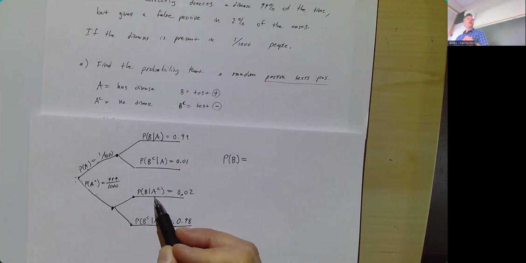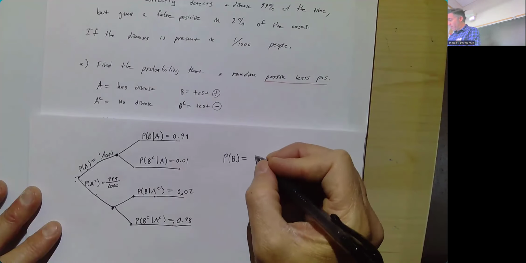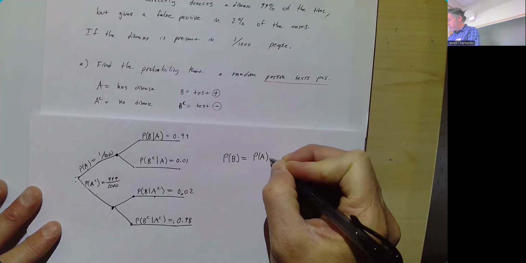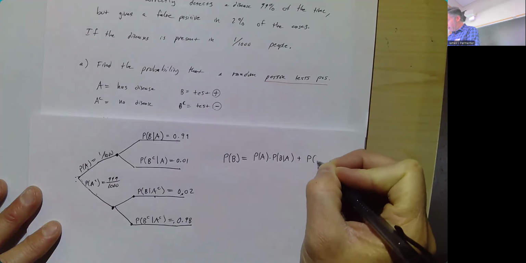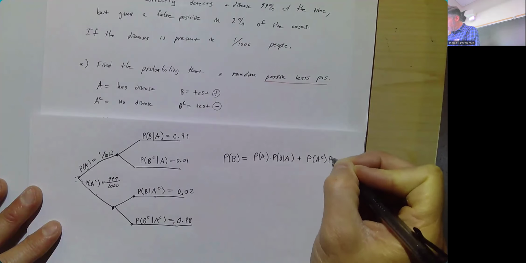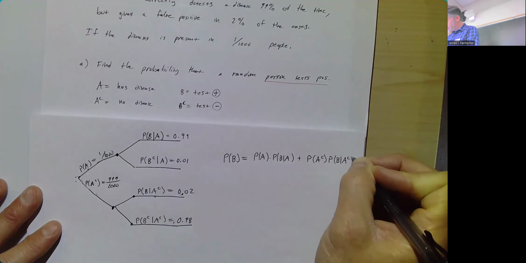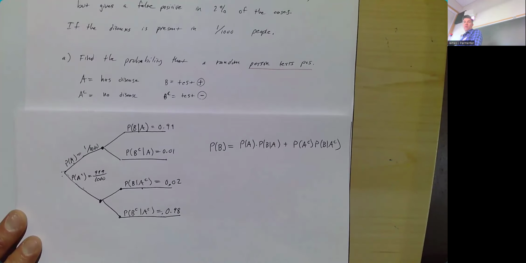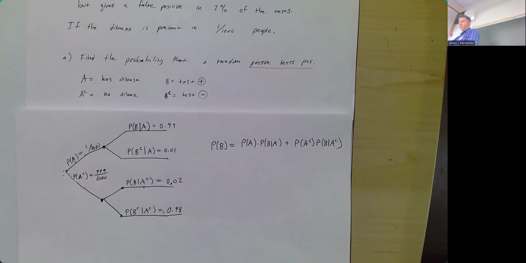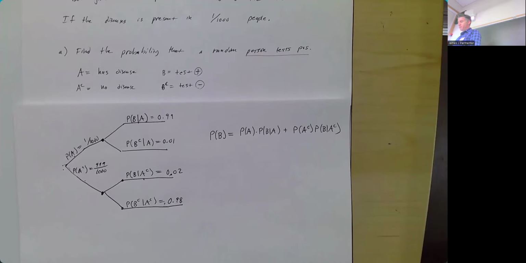Formulaically, it looks like the probability of A times the probability of B given A, plus the probability of A complement times the probability of B given A complement. I don't think you need to write that formula down, but that is what we're doing when we're looking at this.